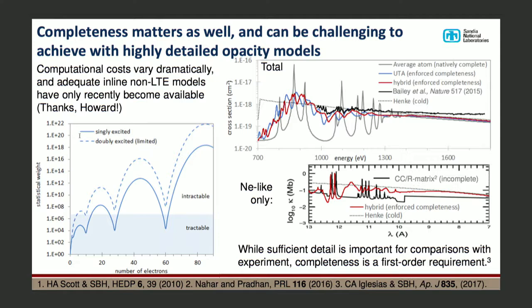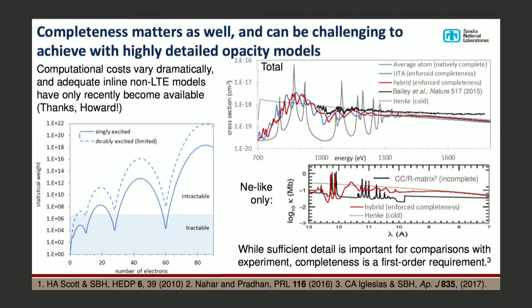Now, I showed you can get opacities from the average atom type model, and they take about a minute to generate an opacity. And it's a crummy opacity, right? It's got the lines in the wrong places. It doesn't have enough lines. But in the continuum, it's actually not bad. And it's not bad because it's complete. The completeness is intrinsic to the model.